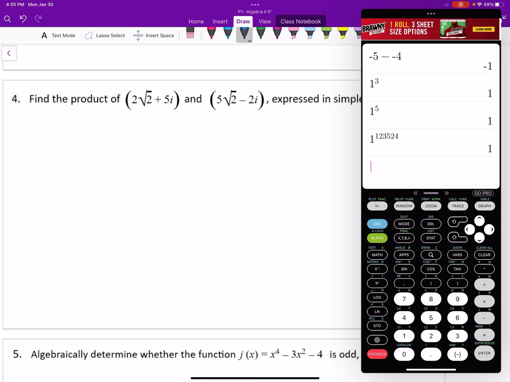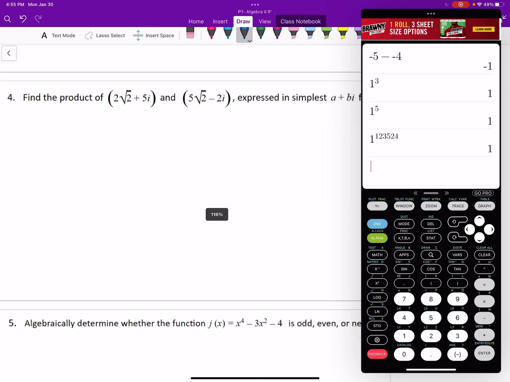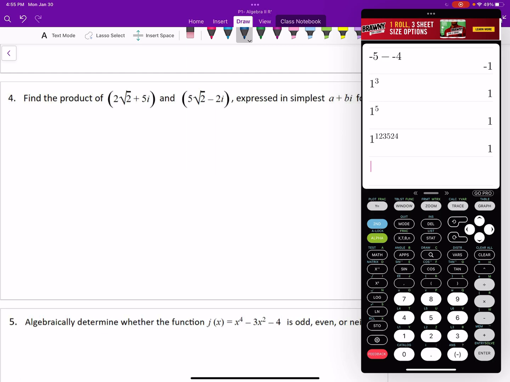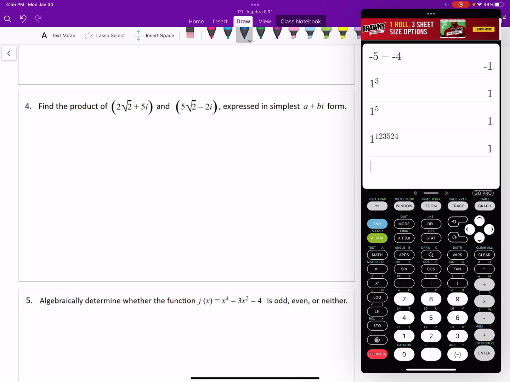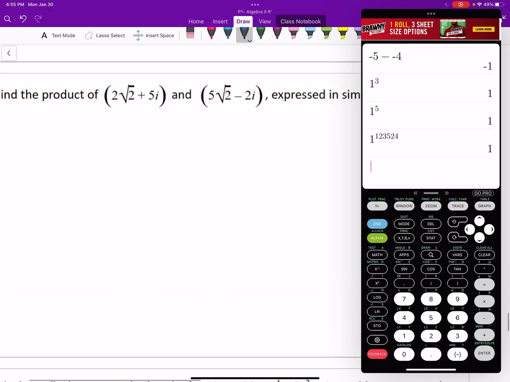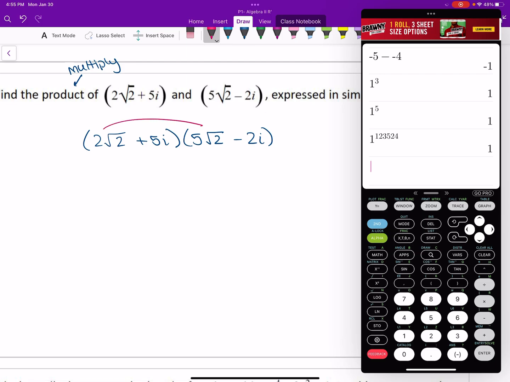Question 4, find the product of 2 radical 2 plus 5i and 5 radical 2 minus 2i expressed in simplest a plus bi form. So product means multiply. So I am going to take the 2 and multiply them together. So I need to double distribute.